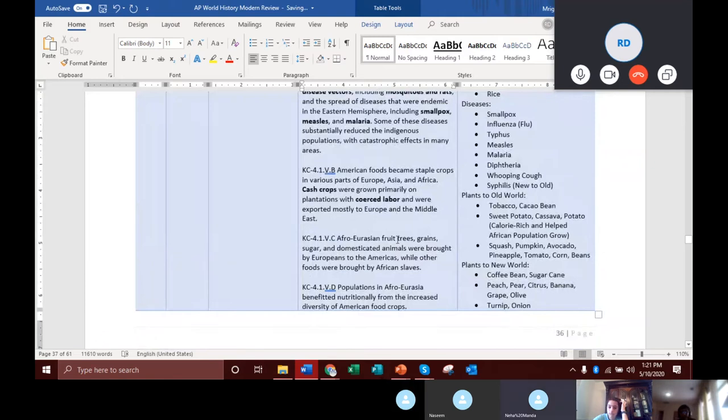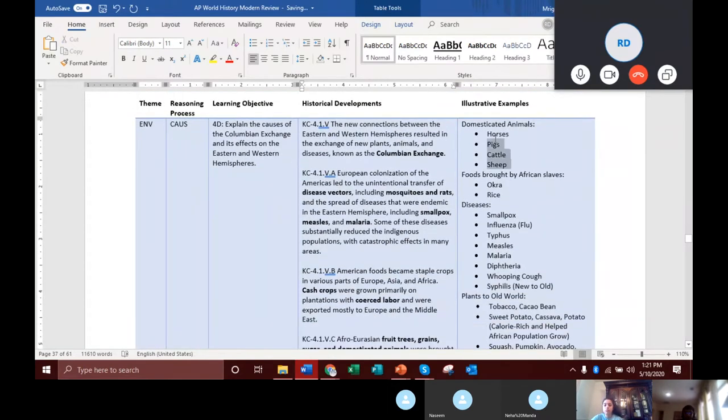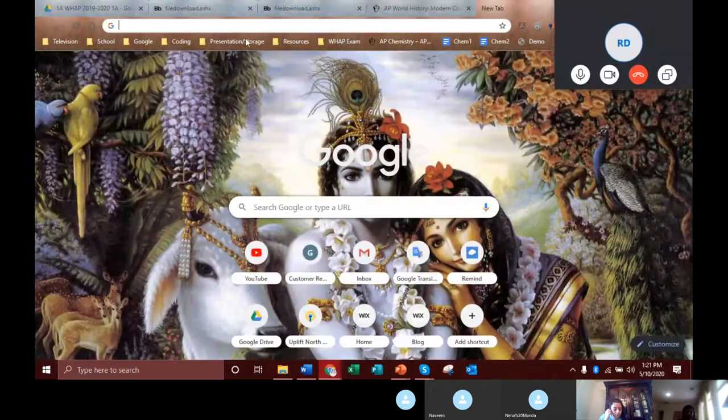So then of course we have fruit trees, grains, sugar, and domesticated animals. We have African slaves. We have nutritional benefits, right? When we're looking at domesticated animals, we're looking at horses, pigs, cattle, sheep. I'm sure there's more. We can list them out. Do you remember that huge diagram that we always look at? The classic Columbian exchange diagram.